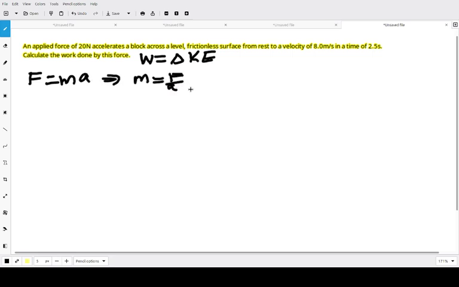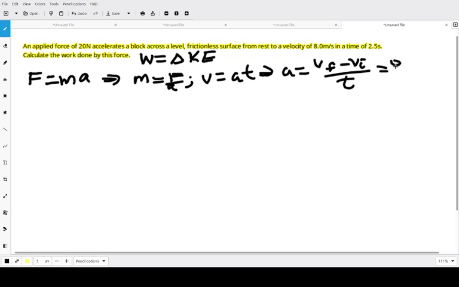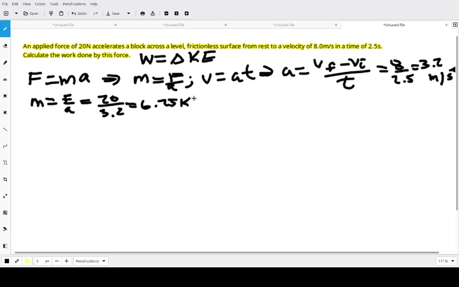a. We know that from v equals at, a is equal to v_f minus v_i divided by t, which is equal to 8 divided by 2.5, which is equal to 3.2 meters per second squared. So m is equal to F over a, which is equal to 20 over 3.2, which is equal to 6.25 kilograms. Lastly, let's compute the kinetic energy.